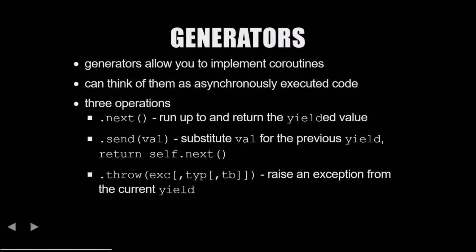Generators are pretty cool, and they're a kind of advanced topic in Python. I'll probably explain them in another video, but here's the TLDR. Generators allow you to implement coroutines, that is, code that can be run asynchronously and concurrently. And generators have three operations: next, send, and throw. The answer on the previous slide abuses the throw operation.